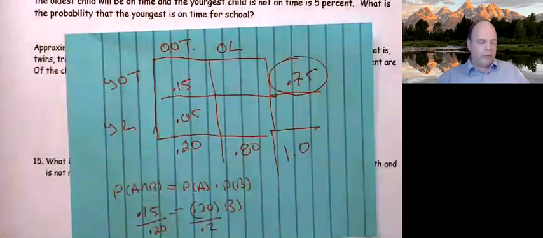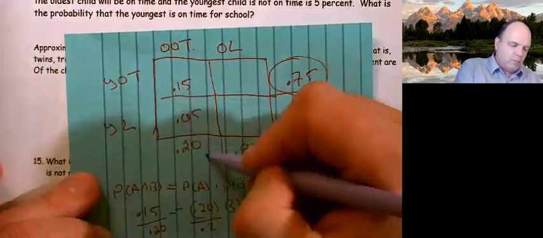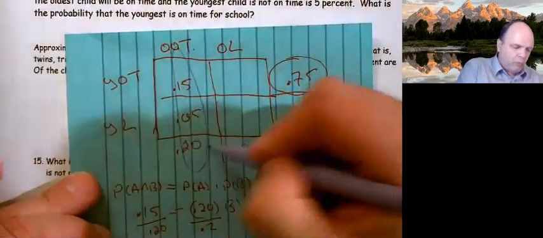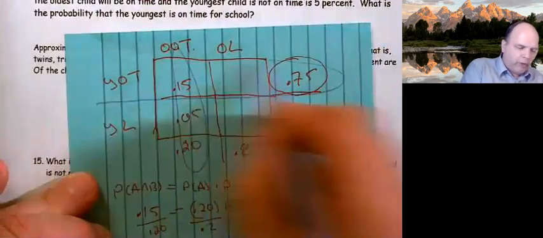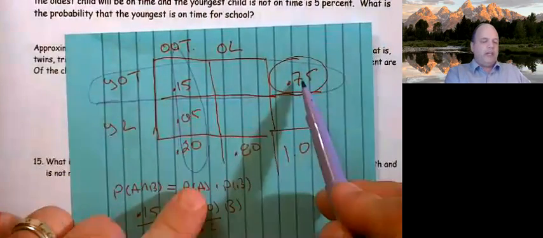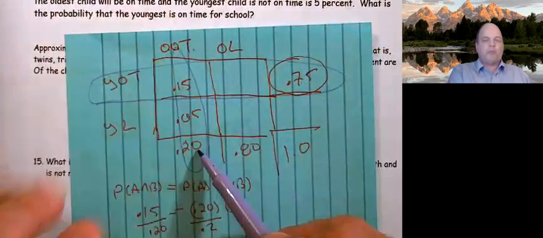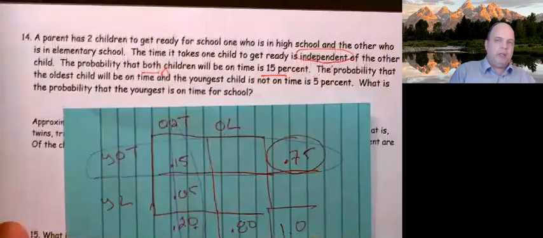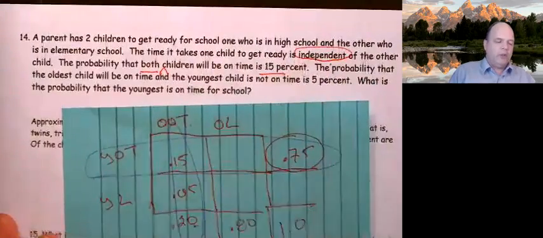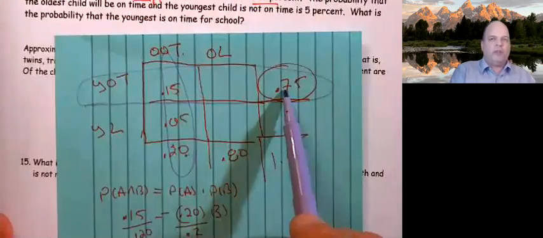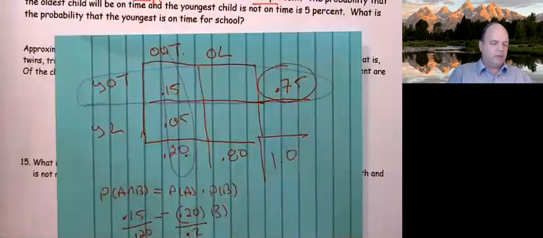Now I want you to consider this real quickly. We are saying that this number times this number equals an intersection. And they told us they were independent up here, which is why we can do that. So the answer to number 14 is 0.75.